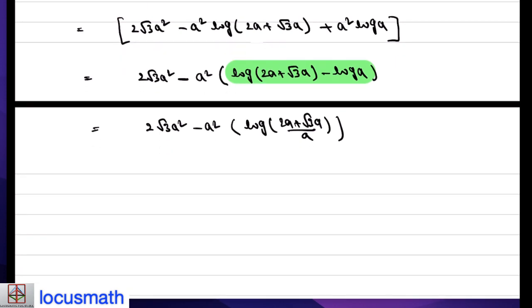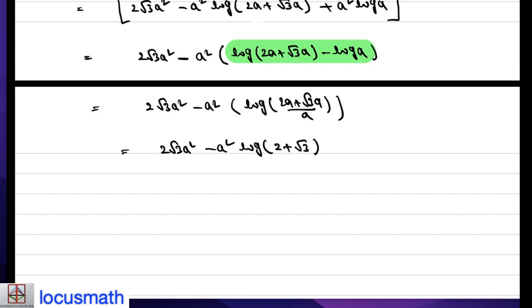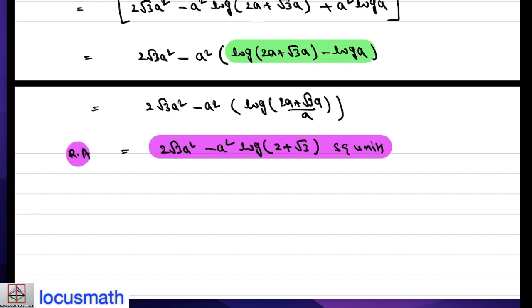Here a is taken out common and cancels out, therefore 2 root 3a square minus a square into log of 2 plus root 3. So this is the final answer. Therefore the required area is 2 root 3a square minus a square log of 2 plus root 3 square units. This is the required area.